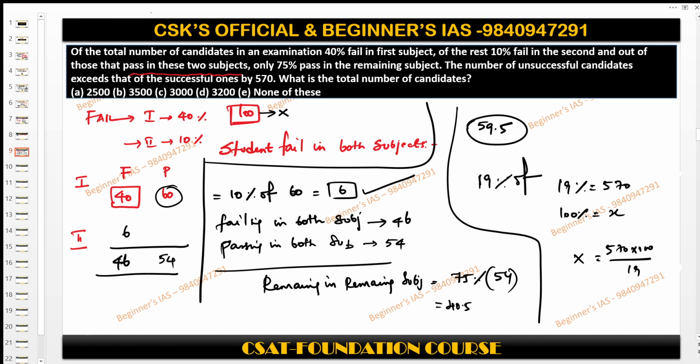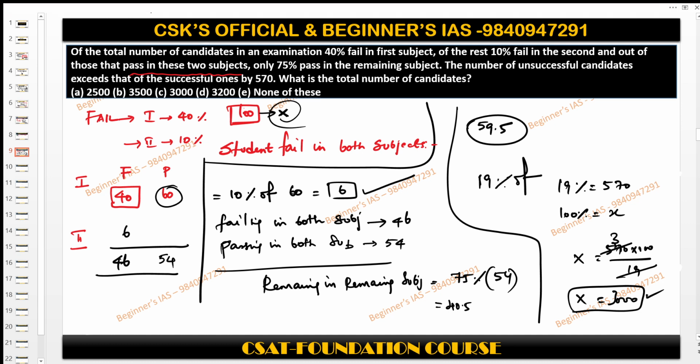If you calculate, listen carefully. If you don't know the total, just consider that as 100 instead of placing X. If you place X, then it will take time. So take 100, then you can calculate. Then what is the X value? Check whether you are getting 3000 or not. Getting 3000. Simple. 57 is 3 times. So therefore 3000.